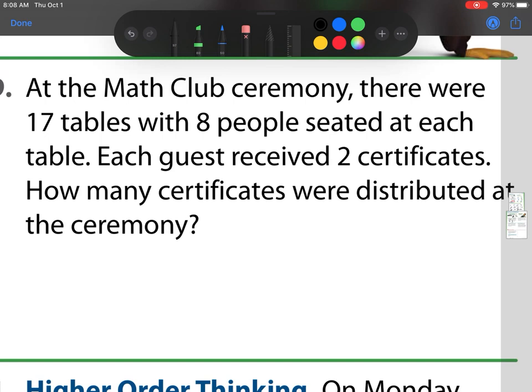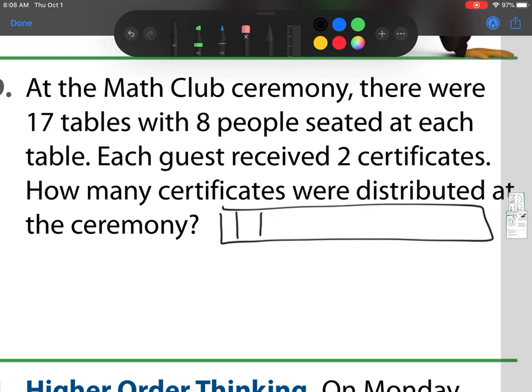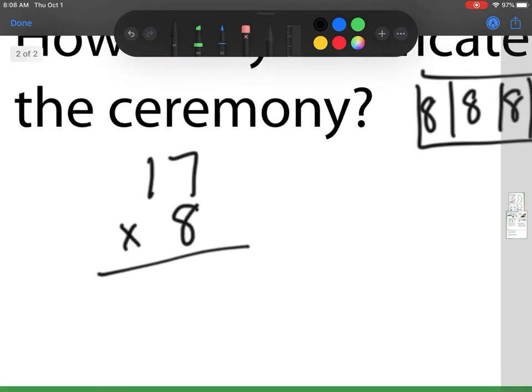Well, what this is, we have 17 tables. So if we're doing a bar diagram, we break it up into 17 pieces, and each one would have 8 at it. So let's figure out what that is. 17 times 8, and we're going to use the standard. So 8 times 7 is 56. Regroup that 5. 8 times 1 is 8 plus 5 is 13.